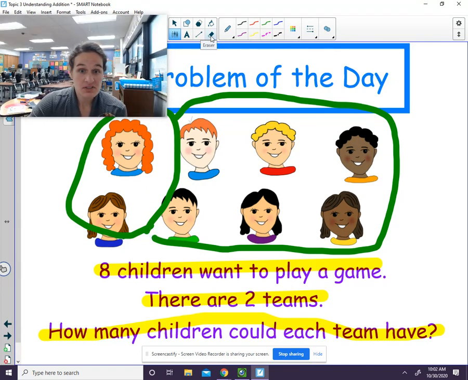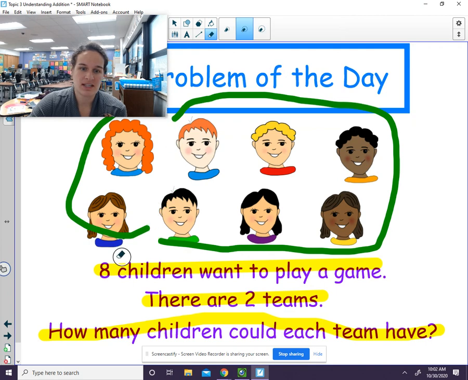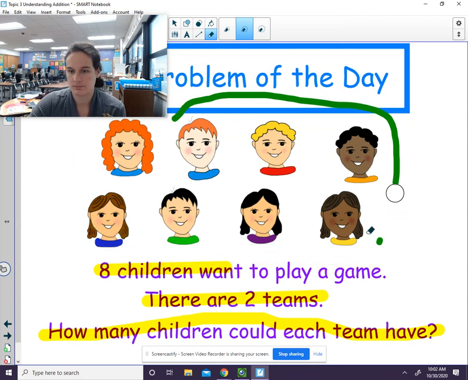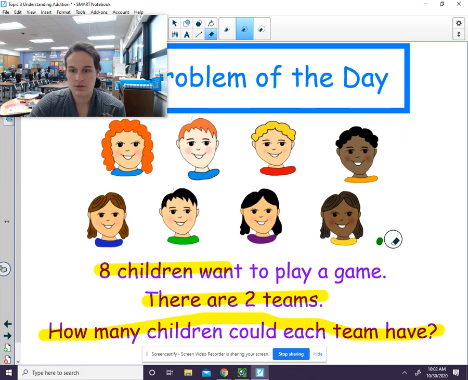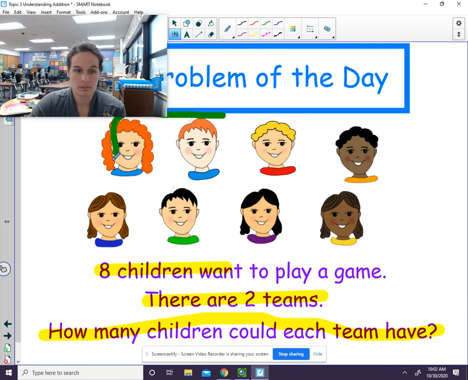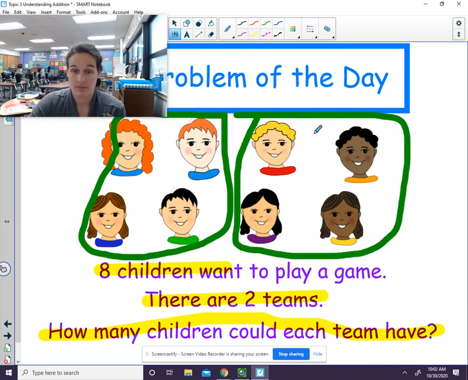So I'm going to try to do a different grouping of 2 and see if I can make the teams fair. We want teams to be about equal. Well, instead of doing 2 and 6, maybe I'll do 4 and 4. Now do the teams seem equal? Yeah, so I have 4 in one team and 4 in another team. So there are multiple ways to break the teams up. That's what we're going to be working on today.